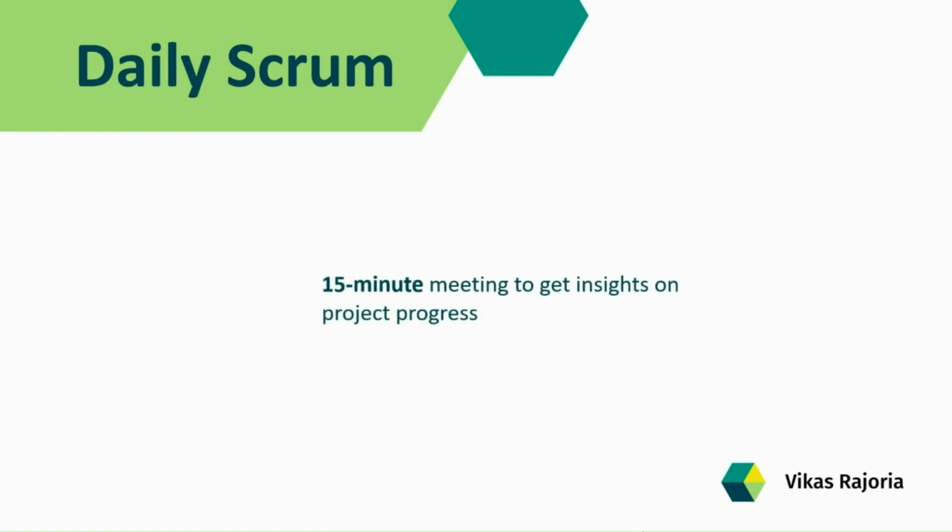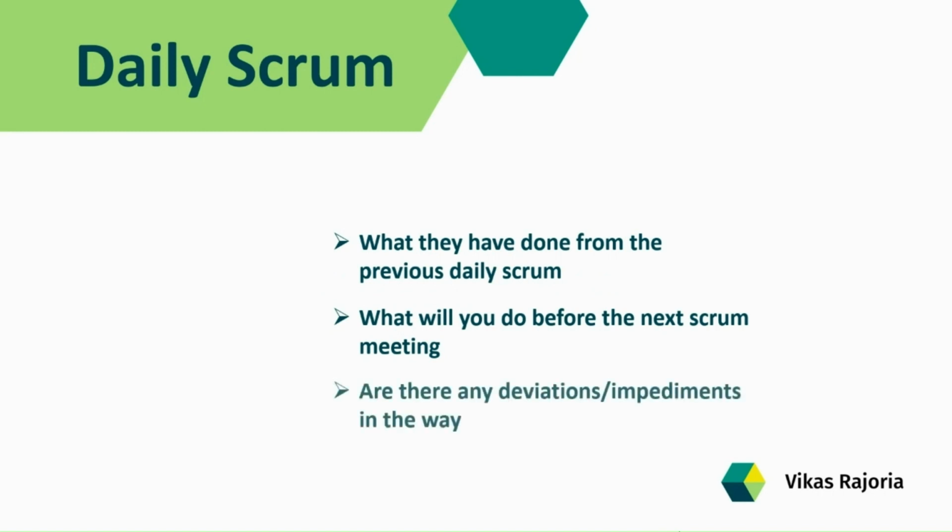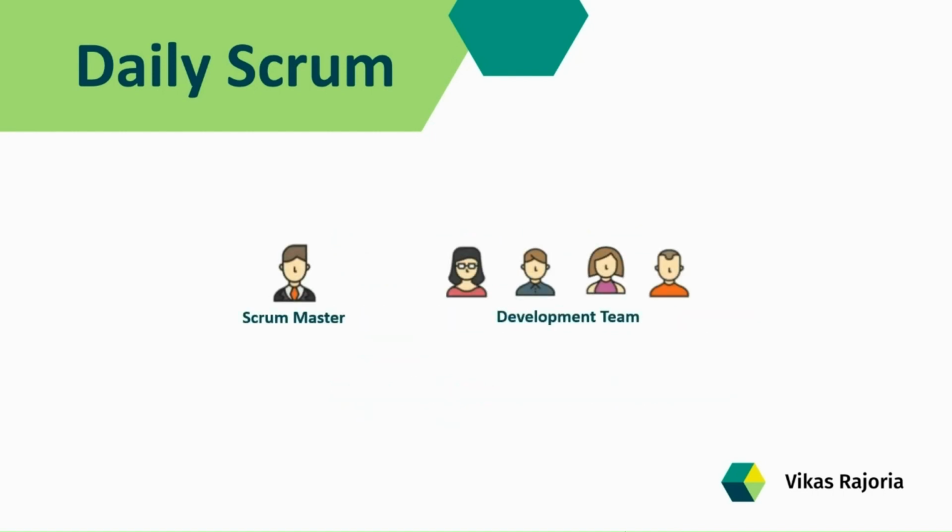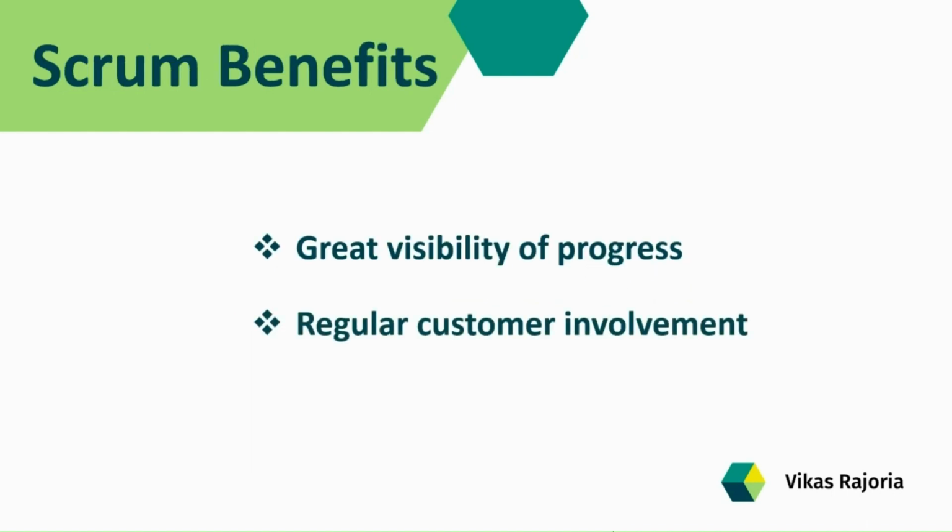This is a quick 15-minute meeting that gives insights into the project progress. And further, if there is any kind of dependency or deviation which occurs, then the Scrum Master will sit with the team separately to understand that issue and blocker in detail. So, the daily Scrum meeting gives quick insight that increases the visibility of what is happening on the ground. Then Scrum has regular customer involvement and the team can get regular feedback on their work and accordingly make changes based on the feedback.